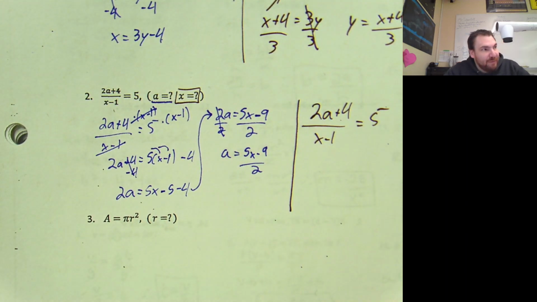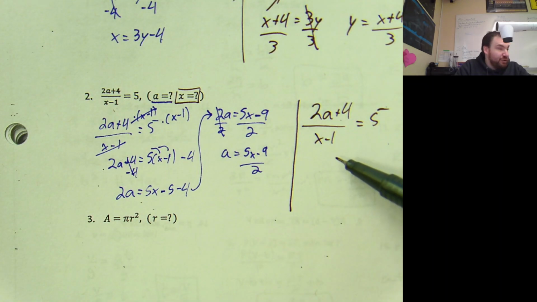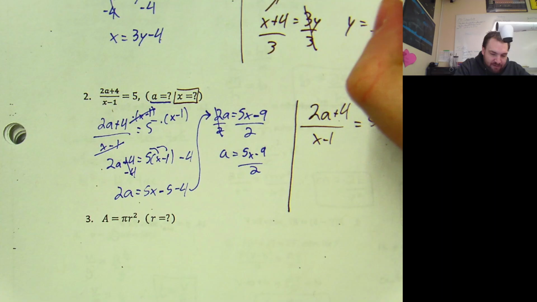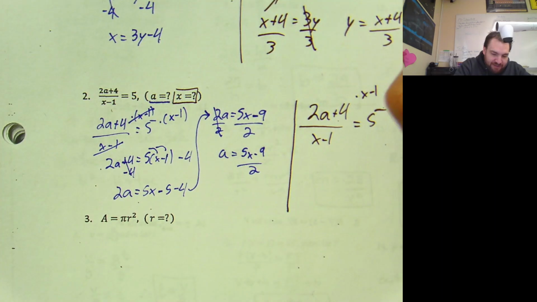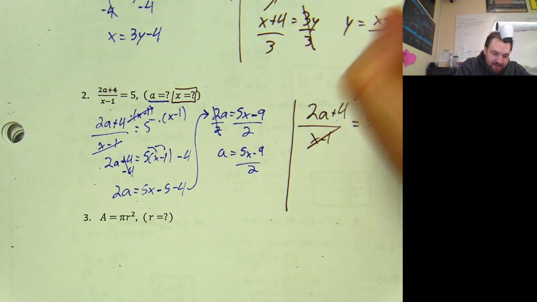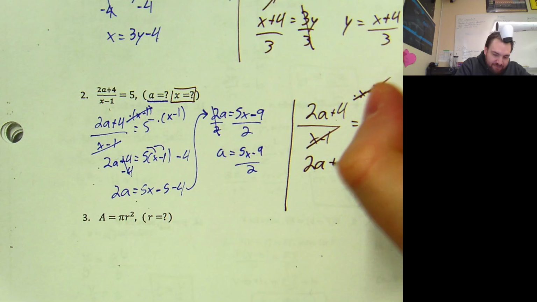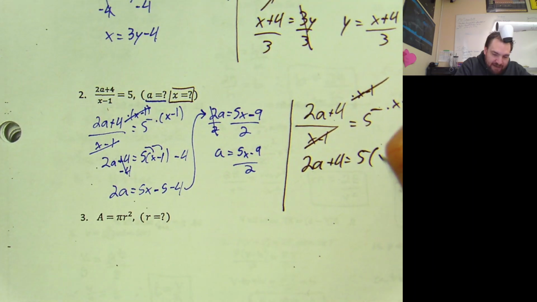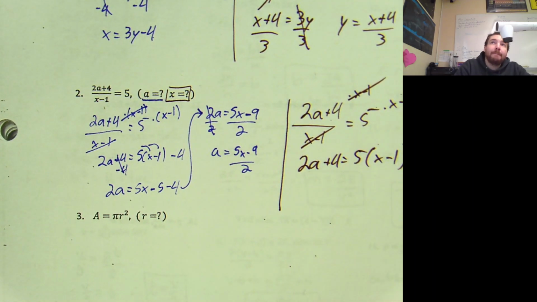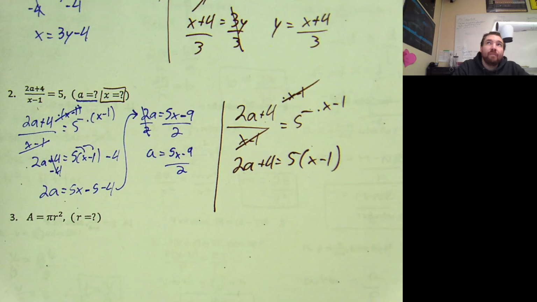Sorry, I didn't quite hear you. Multiply both sides by? Okay, cool. So I want to get rid of the denominator. So I'm going to multiply both sides by the denominator. In this case, the denominator is x minus 1. We're going to multiply by that on both sides. Cool, love it. That's going to be gone there. So I'm going to get 2a plus 4 equals 5 bracket x minus 1. Because I'm multiplying this whole denominator by 5.